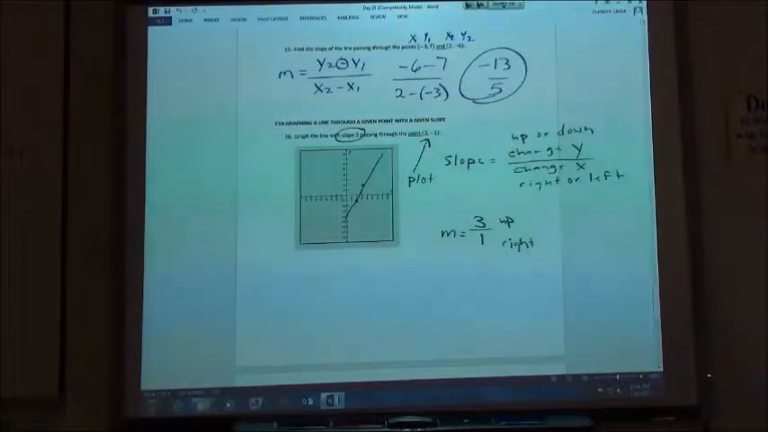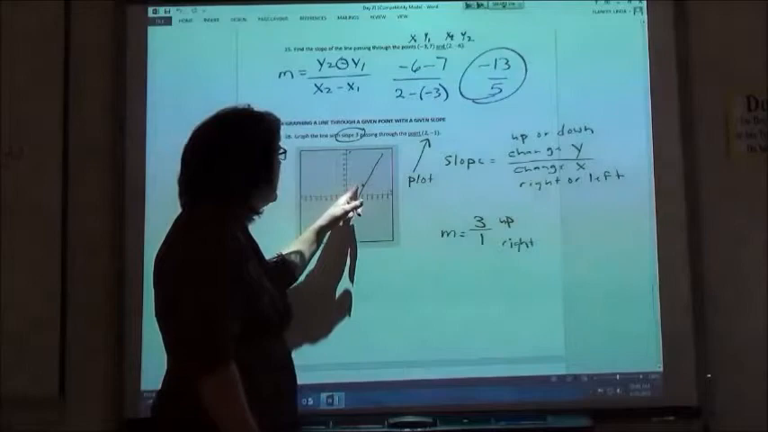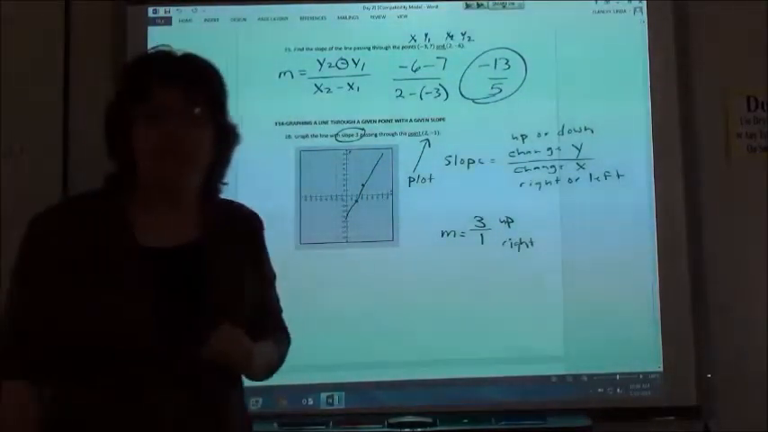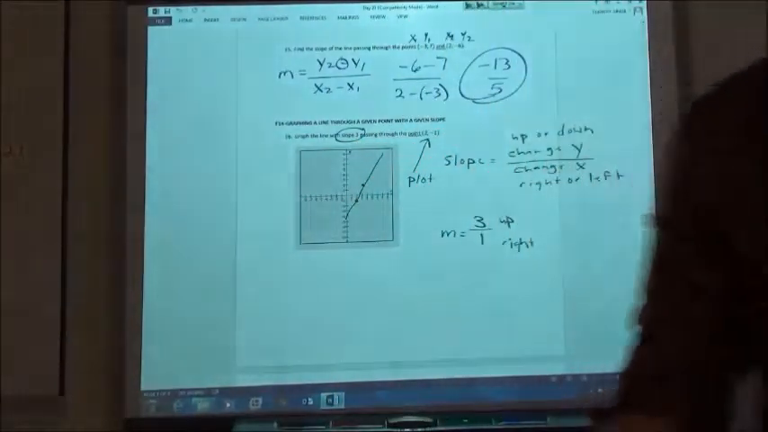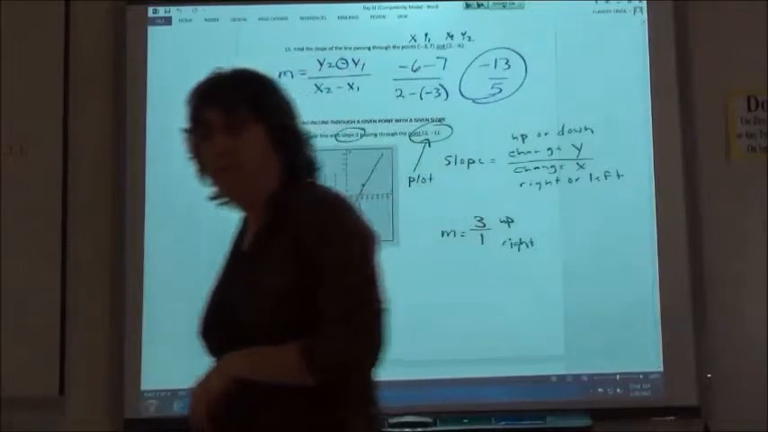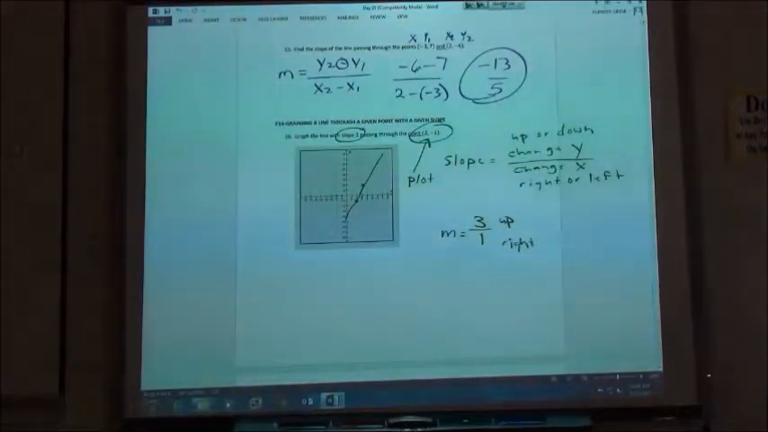Isn't that too far over? What do you mean too far over? If you go up 3 and over 1, I should be at 3, 2 is where that point should end up. Oh, okay. Because I've got to start from this point that I plotted. So I start at that point that I plotted, then I count up 3 over 1.